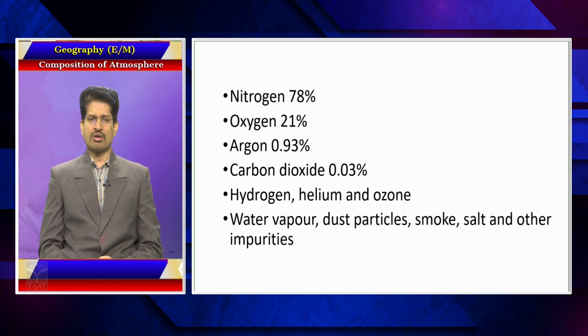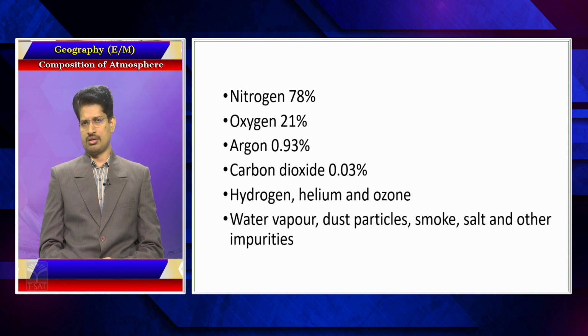Apart from these gases, water vapor, dust particles, smoke, salt and other impurities are present in the atmosphere. The water vapor in the atmosphere comes from evaporation from water bodies due to solar insolation, and from a phenomenon in plants known as transpiration. Through the pores of the plant leaves known as stomata, water vapor evaporates into the atmosphere, and because of the heat, water from the oceans and other water bodies evaporates into the air.